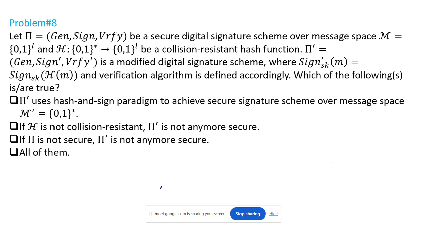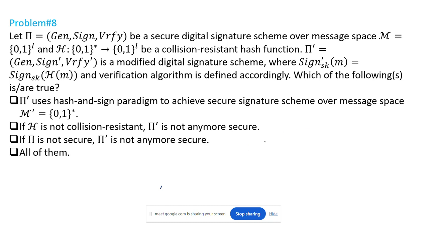So pi is the given digital signature scheme, right? It is already given to be secure. Now you are in construction of pi dash, using two components. One is pi, which is a secure digital signature scheme, and another is H, which is collision resistant. Both the security of pi and collision resistance of H are required to make pi dash secure. For pi dash the message space is any length binary string, right?